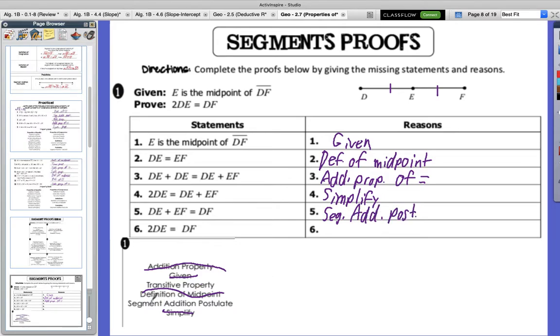The segment addition postulate, or as I abbreviate it, seg add post. So now we're going to say 2 times the measurement of segment DE is equal to the measurement of segment DF, which is what we're trying to prove. So how can we go about that? Well, if you look earlier, we have 2 times the segment DE is equal to DE plus EF, and DE plus EF is equal to DF. So we can cut out the middleman and go straight from 2 times the measurement of segment DE is equal to the measurement of segment DF. And that would be our transitive property, to cut out the middleman, so to speak.